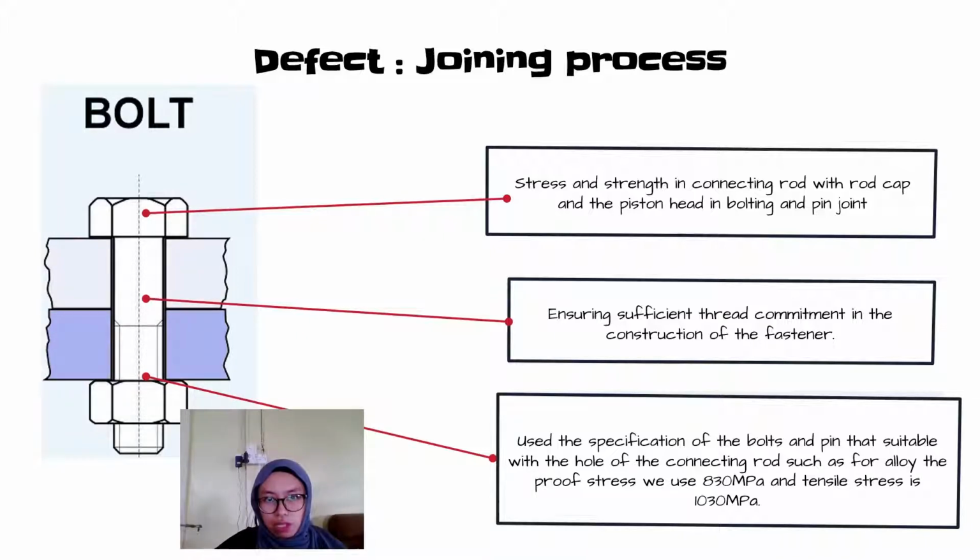This is a defect from the joining process. The defect of the joining process is stress and strain in the connecting rod with the rod cap and the piston head in bolting and pin joints. We can minimize this defect by ensuring sufficient thread engagement in the construction of the fastener and using bolts and pins that suit the hole of the connecting rod. For the alloy, the proof stress is 130 MPa and the tensile stress is 1030 MPa. If the load goes higher than the proof stress and tensile stress, our product can be broken.